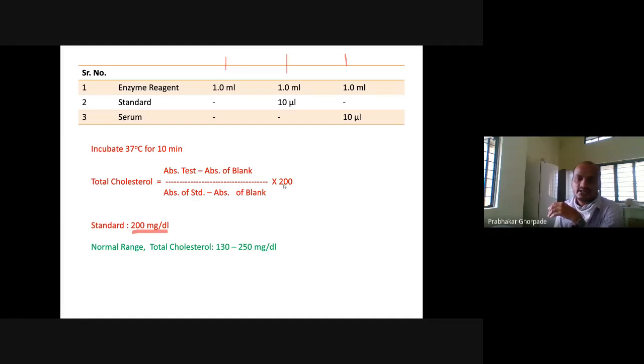Why are we taking 200? Because 200 milligram per deciliter is the known cholesterol concentration we are taking in it. So that is how we can estimate the total cholesterol. So if you want to estimate total cholesterol, you can put the optical density reading of the test minus OD of blank, divided by OD of standard minus OD of blank, multiply it by 200, and you will get the total cholesterol reading. For example, the normal range is 130 to 250 milligram per deciliter.